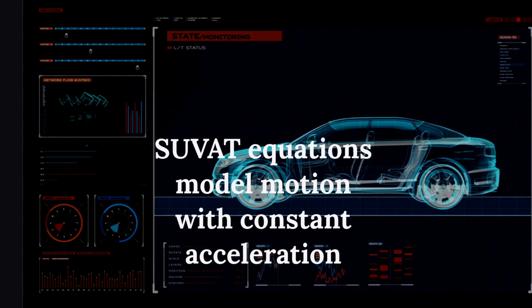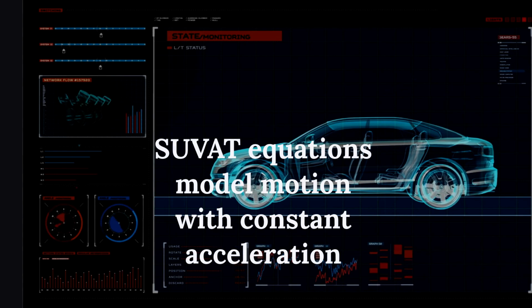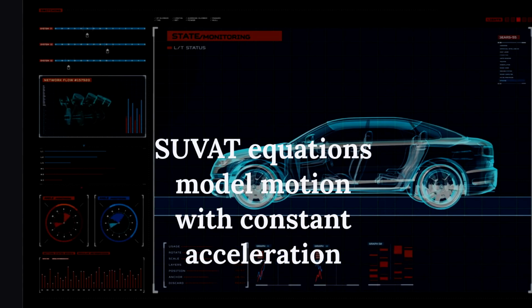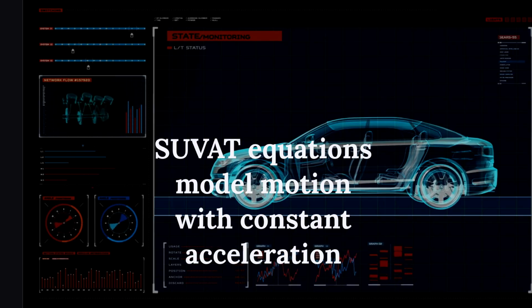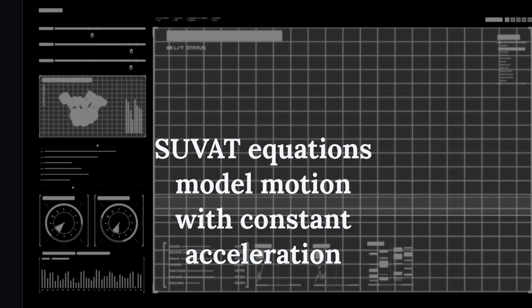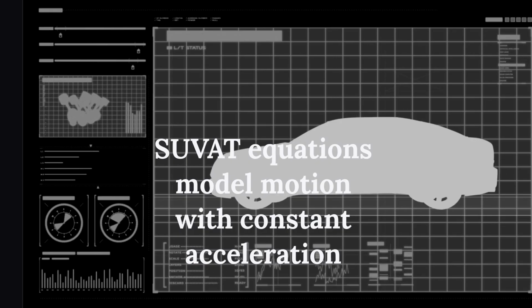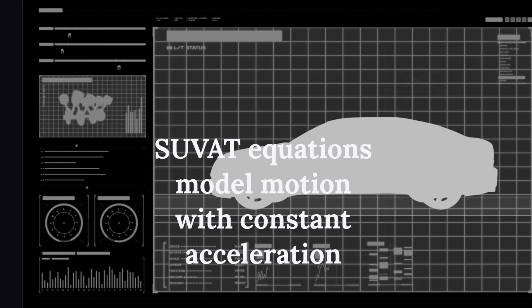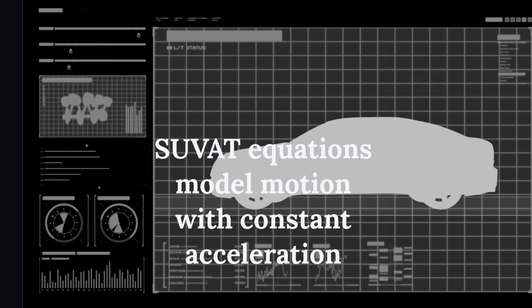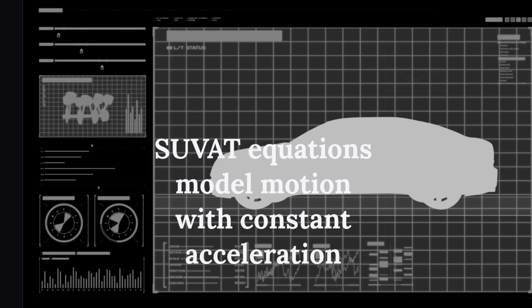Suvat equations describe motion with constant acceleration. Displacement, initial and final velocity, acceleration, and time are key variables. Five equations apply based on available data. Example, a car accelerating from rest. The equations find acceleration and distance traveled.